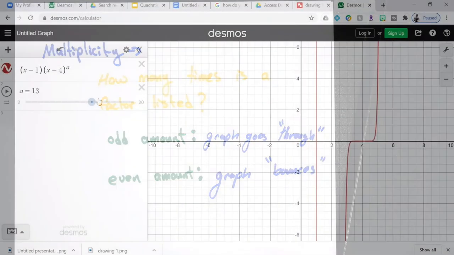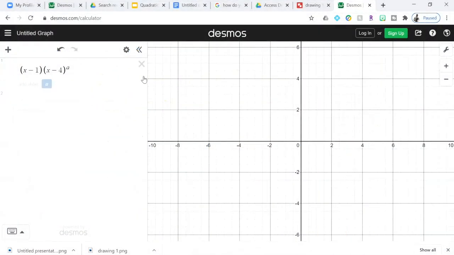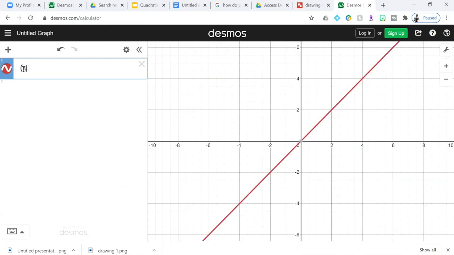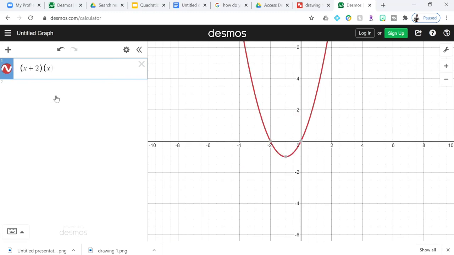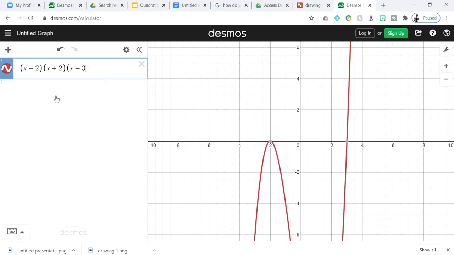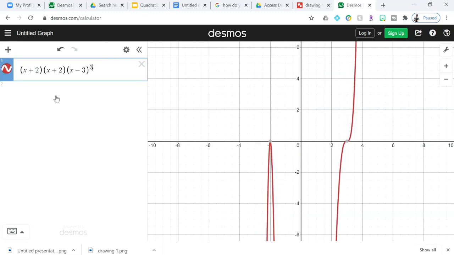Let's go back to Desmos, and on Desmos I want to put in one more function, and let's do this time x plus 2 times x plus 2 times x minus 3, and we'll raise this last one to the power of 3 so we don't have to write it out 3 times.